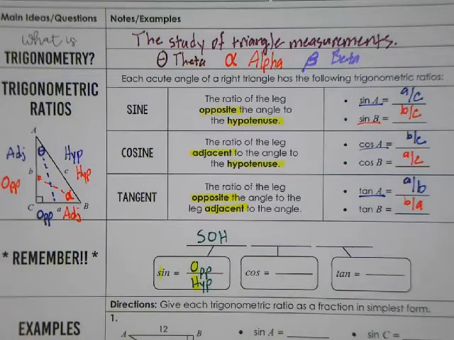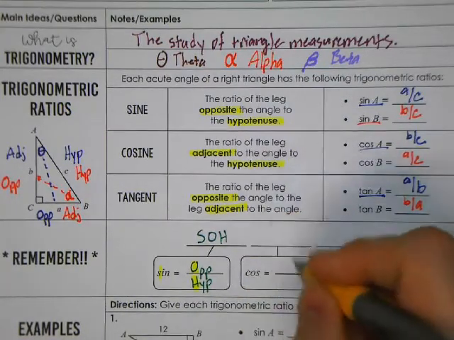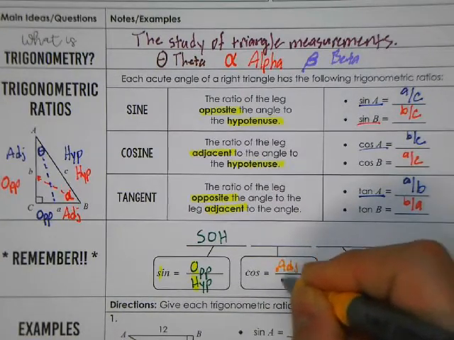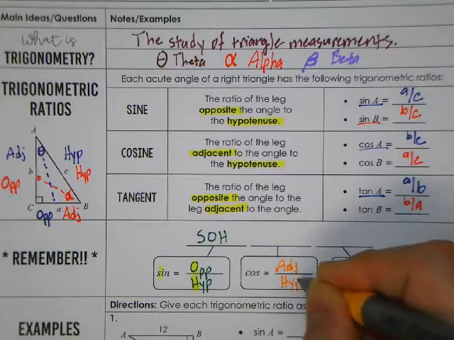The next ratio, cosine, is adjacent to the hypotenuse.